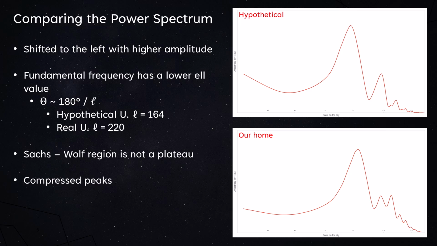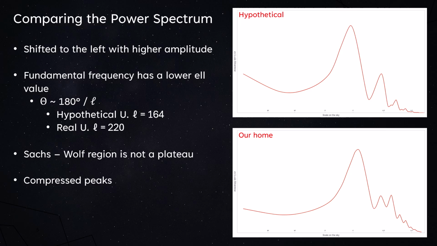Theta is our angular scale in the sky. It's 180 degrees divided by our L value. Smaller L values give larger angular scales, and larger L values give smaller angular scales. This is because they are inversely proportional to each other.